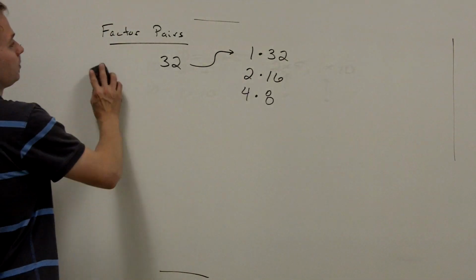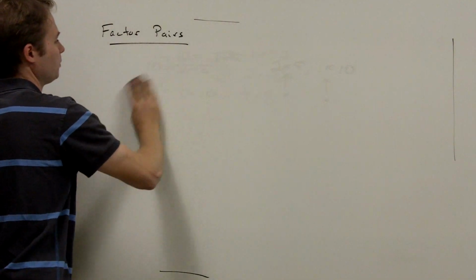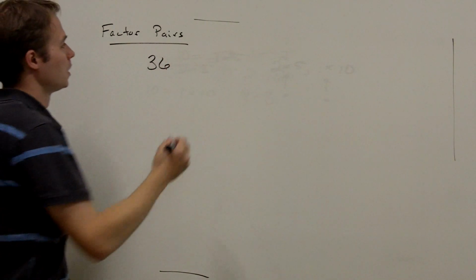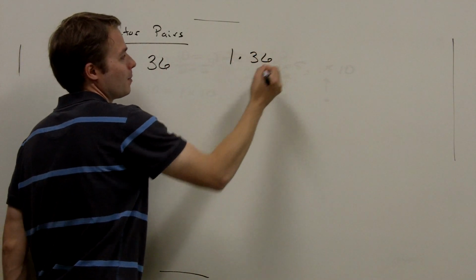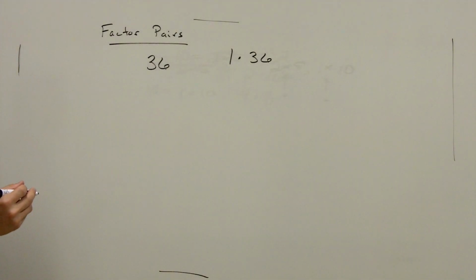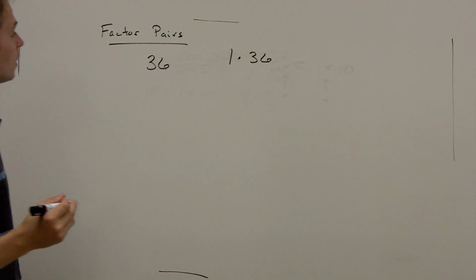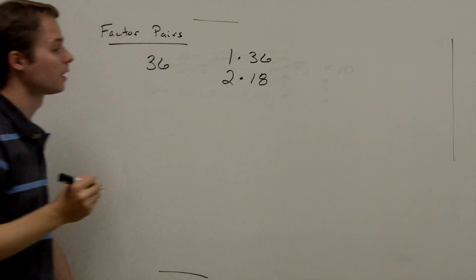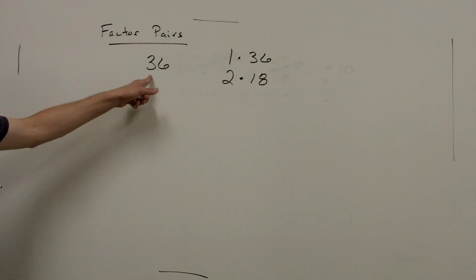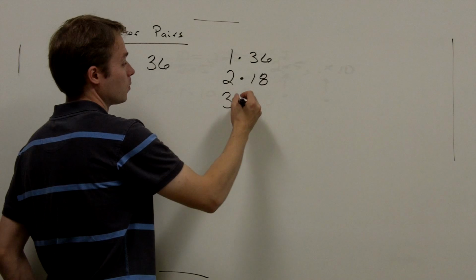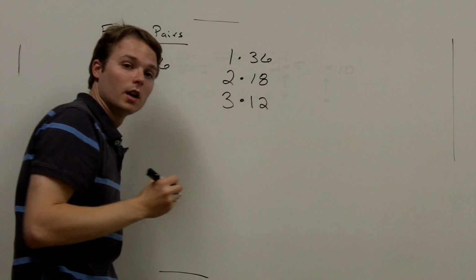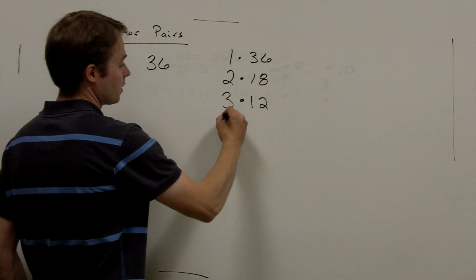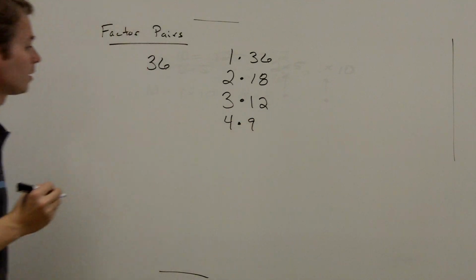Maybe one more quick example. Something like 36. Of course, as we said, we can always take 1 times whatever our number is, and that will be our first factor pair. So 1 times 36 is a factor pair. 2 also divides 36. 2 will go into 36 18 times. And 3 also goes into 36, so I can divide this as well. 3 goes into 36 12 times, so 3 times 12 is 36. That's our next factor pair. 4 also goes into 36, so 4 times 9 becomes a factor pair.